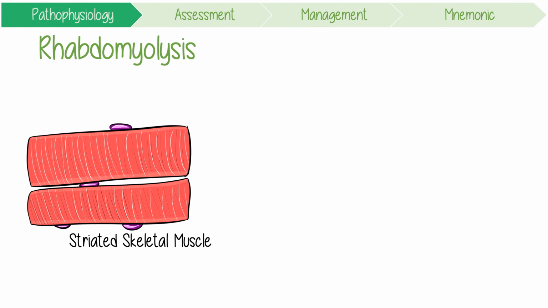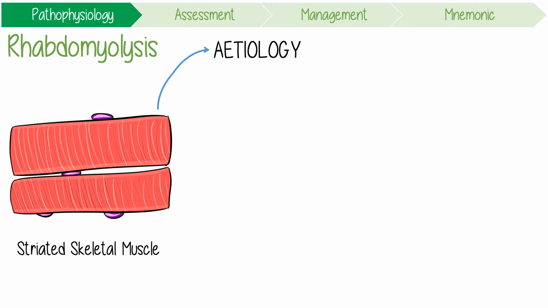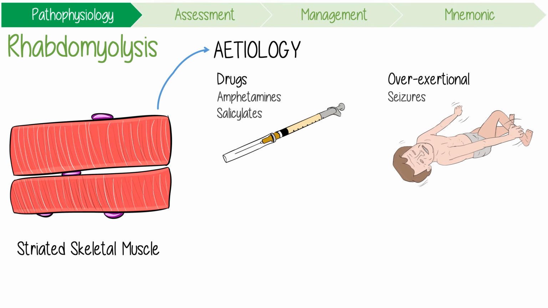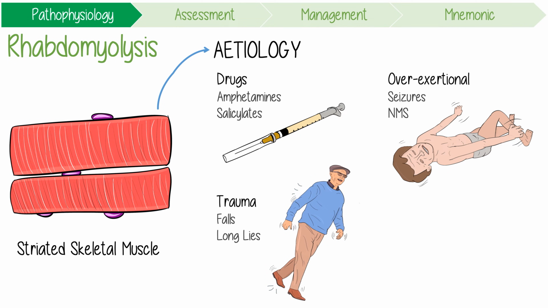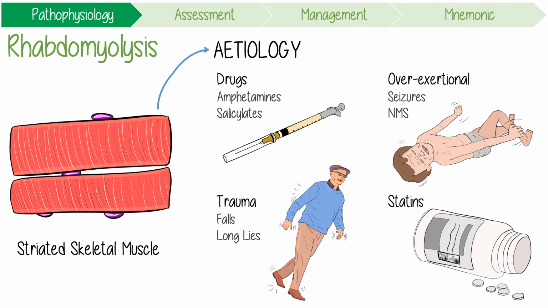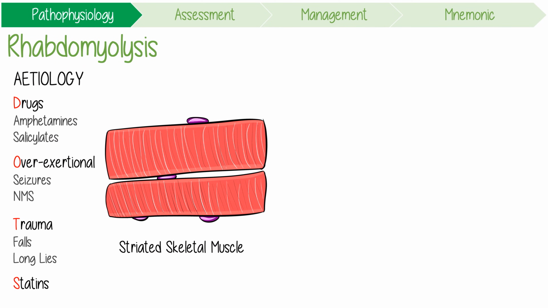into the circulation. Accordingly, the etiology of rhabdo is really intuitive. Anything that causes injury to the muscles can result in this syndrome. You should consider things like drugs, for example amphetamines and salicylates, overexertional states like seizures and neuroleptic malignant syndrome, trauma, which is usually from falls or long lies, and I always add on statins because it's a really common drug that often is associated with rhabdo. This also makes a cute little acronym, DOTS.